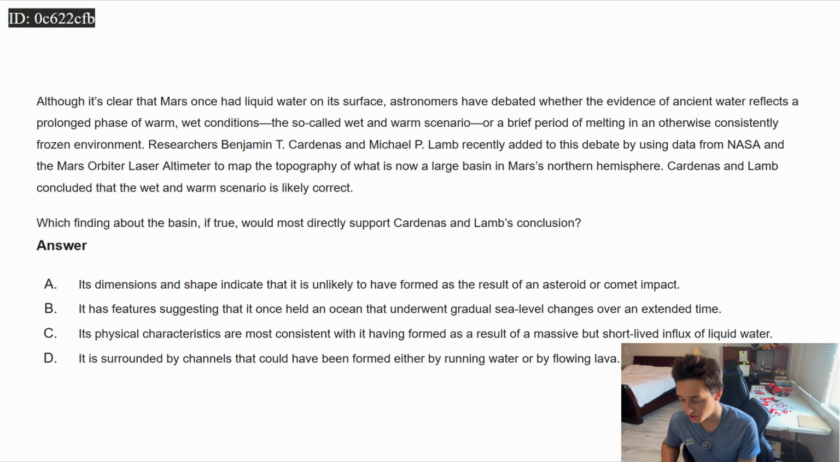It is surrounded by channels that could have been formed either by running water or by flowing lava. Okay, running water kind of would make sense, but lava doesn't make sense at all. I think this answer choice is trying to catch you off guard. If you don't understand the text, you might think wet and warm means water and lava, but it actually doesn't. So B is our correct answer here.